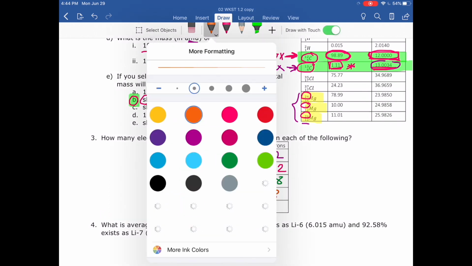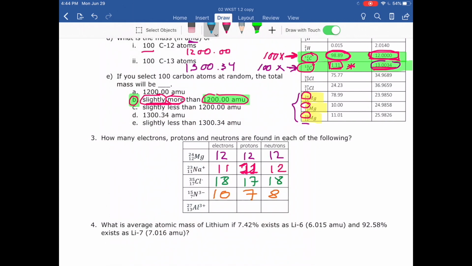So with aluminum, let me use a different color. Here, aluminum has an atomic number of 13 protons. To find the number of neutrons, you take the mass number, 27, minus the atomic number, which is the number of protons, which is 13. And the answer is 14. So it's going to be 14 neutrons.